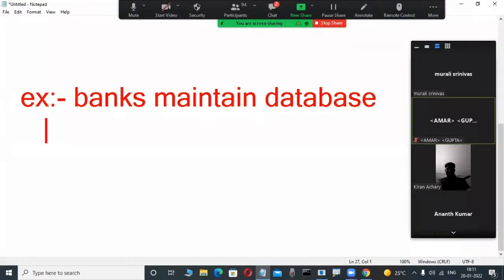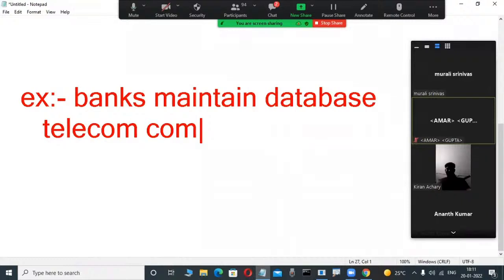Suppose telecom companies, so many examples are there; I'm telling roughly so it is easily understandable. Telecom companies maintain databases. Suppose you make a call to your friend or anything. Those call details will be stored in a database.